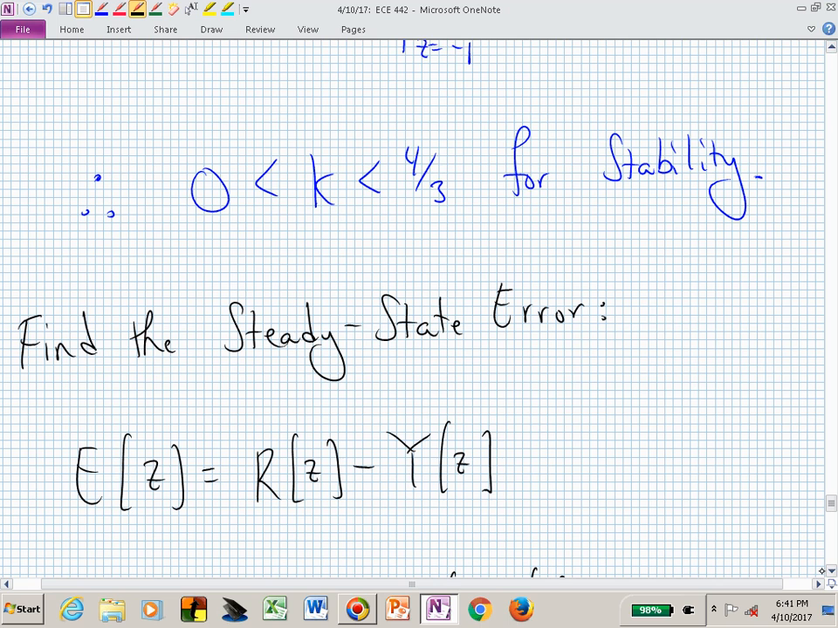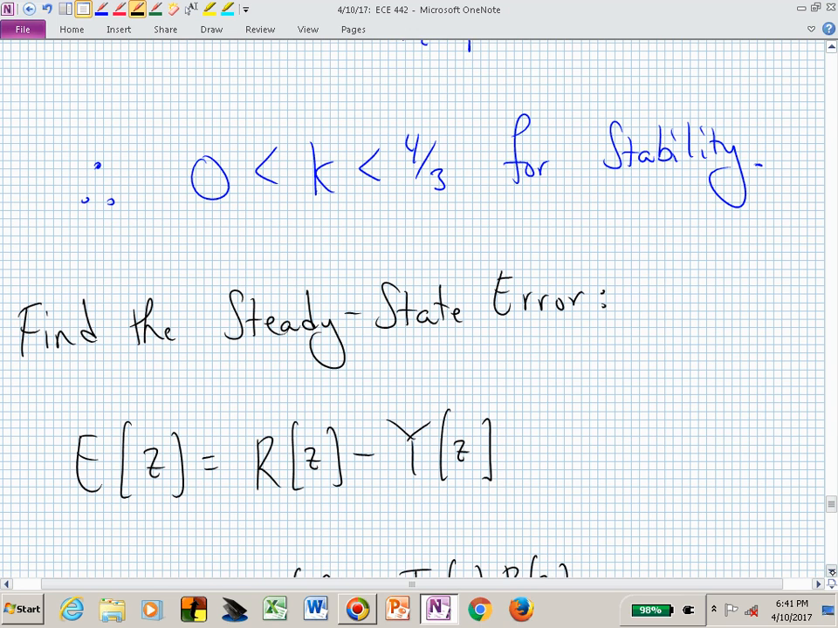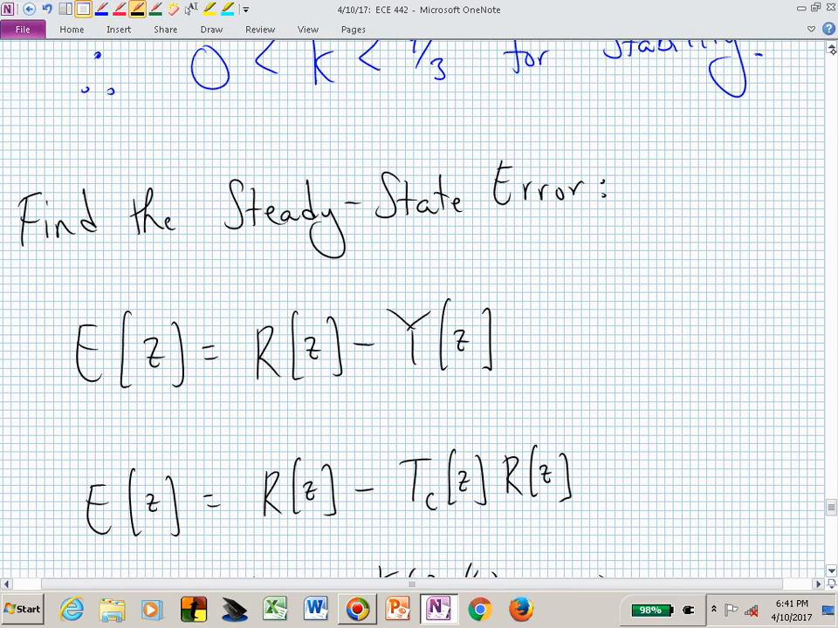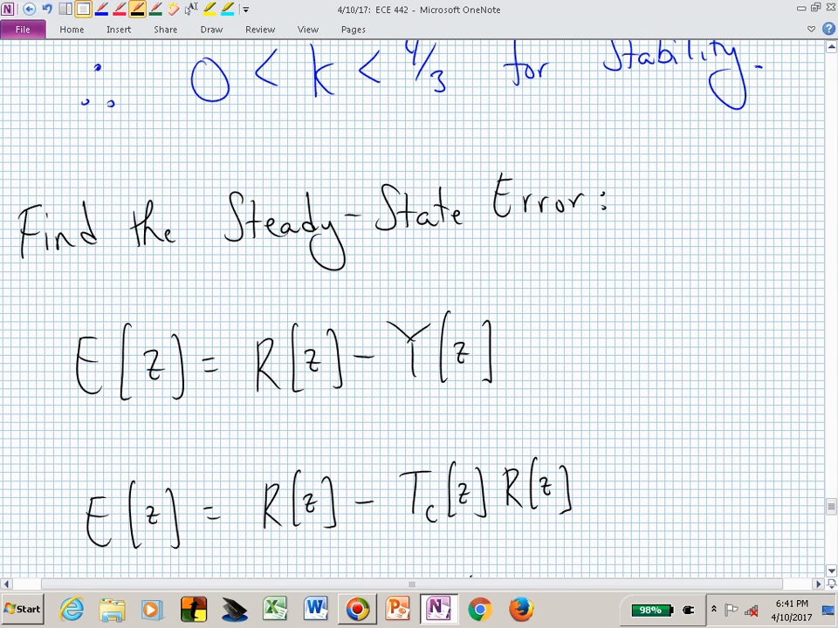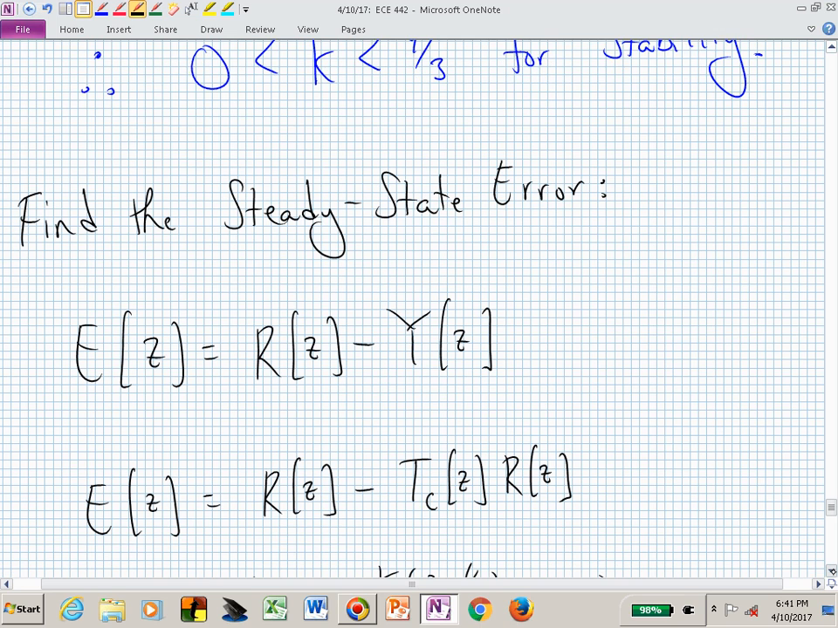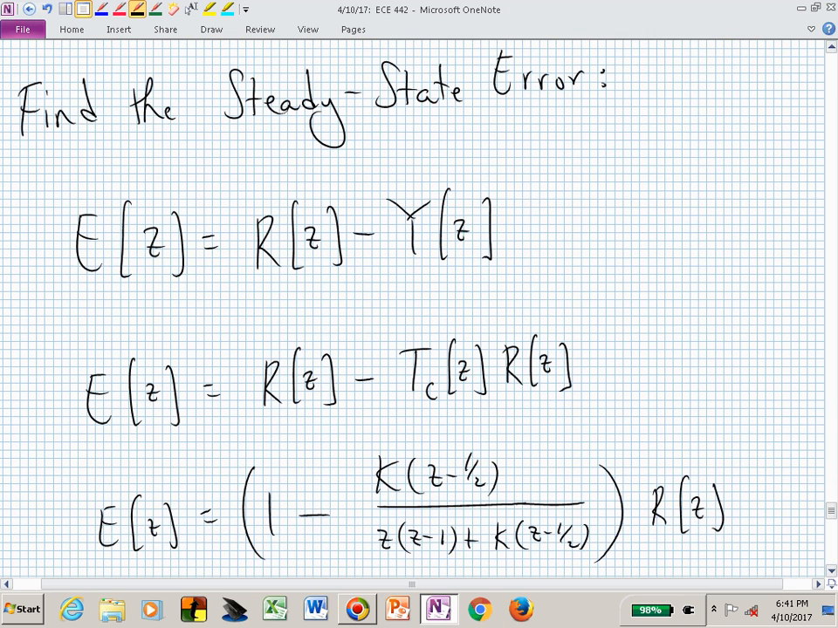The error is r minus y, and y is simply the closed loop transfer function times r. And what's my closed loop transfer function? Well, if I factor out the r, my closed loop transfer function is k times the 0 factor, which was z minus alpha, and I picked alpha equal to 1/2, over the denominator of my open loop system, which was z times z minus 1 plus k times z minus 1/4.